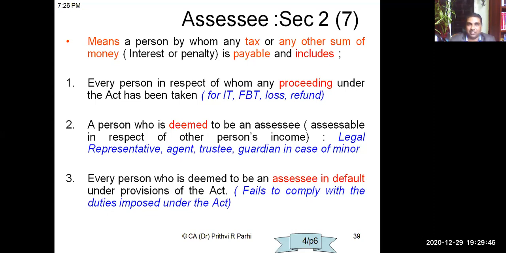So if a person by whom any tax is payable, how will any tax be payable? Only when his income exceeds the basic exemption limit. He is definitely an assessee, but other persons are also assessees. But who are they? Any other sum. That means might be he has paid tax, but he has not paid interest. He has not paid penalty. So tax is paid, but other sum is due. So other sum is payable by him. That person will still be regarded as an assessee. Understood?